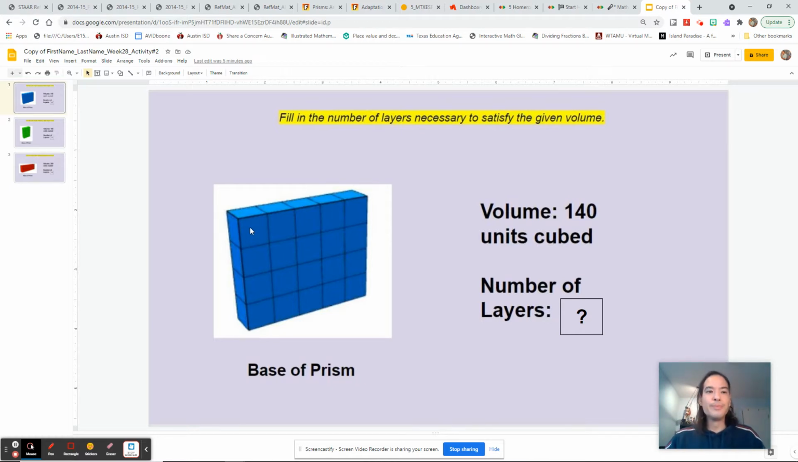This is a 4 by 5 array. So how many unit cubes is it? 4 times 5 is 20, right? So the base of your prism right here is 20 cubes. We can count them: 1, 2, 3, 4, 5, 6, 7, 8, 9, 10, 11, 12, 13, 14, 15, 16, 17, 18, 19, 20. So our bottom layer is 20 cubic units. Now, how many layers do we need for our total volume to be 140?